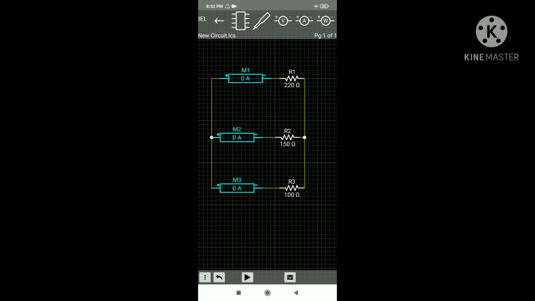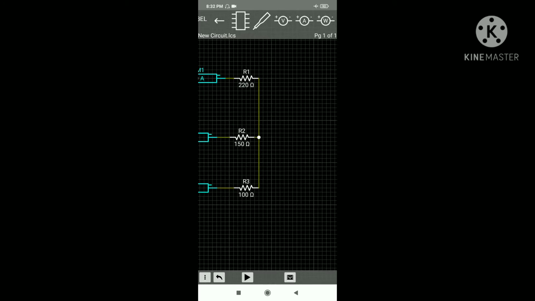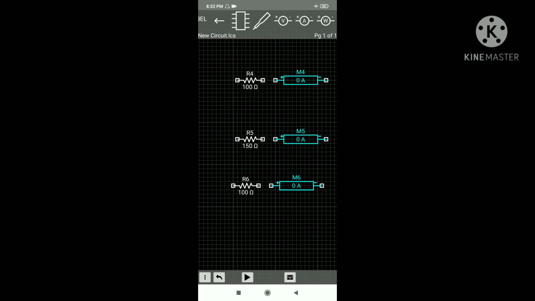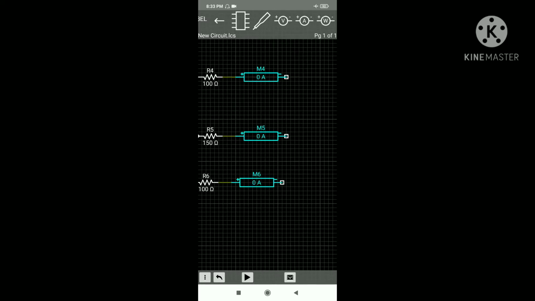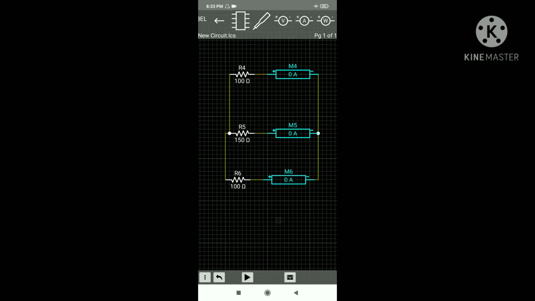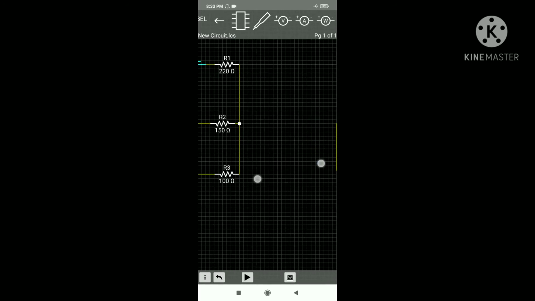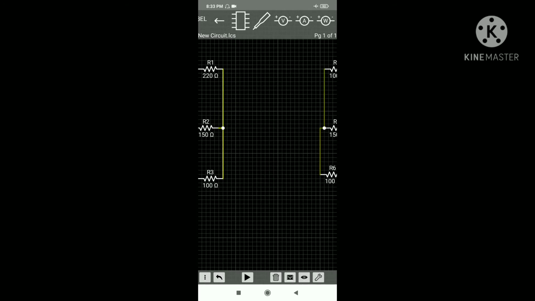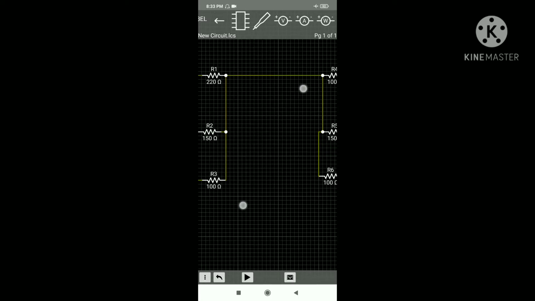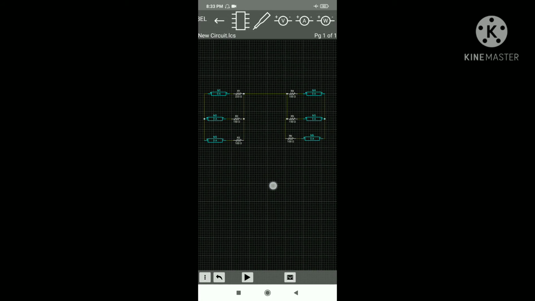This is the first branch AB. The second branch is resistors R5, R4 and R6 in parallel. Their ammeters are connected in series to each resistor. They are the parallel combinations, and this is the second branch BC. The node between both is connected to here, that means both are in series.